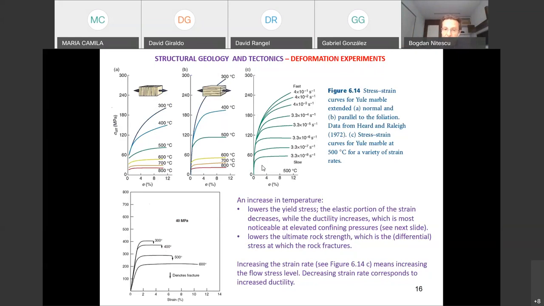Now, people did experiments with the strain rate, if they impose a slow or a fast strain rate. What happens is, if you increase the strain rate, you increase the yield stress, the stress at which the rock starts to flow. And when you decrease the strain rate, people saw that you increase the ductility. That's why I gave you that example: the ice can flow if the strain rate is low, but it will not be ductile and will break if you hit it with a hammer, a fast strain rate.